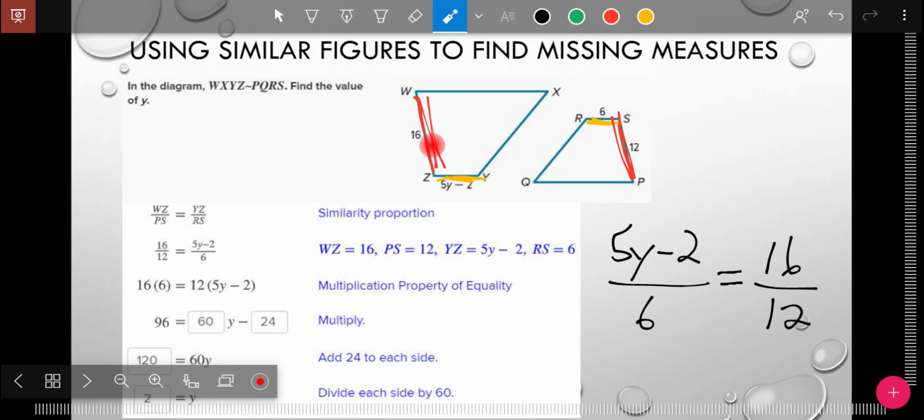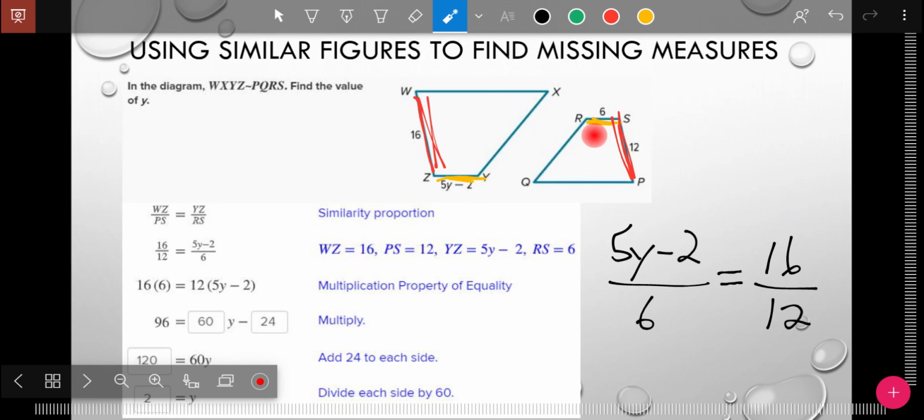And then this is where the other number was given to me. So I'm going to use that side, WZ, and SP. WZ, first and last. All right. And SP, first and last. All right. And now I just chose to put the Y on top. You could have put the 6 on top. Doesn't matter. 5Y minus 2 over 6.